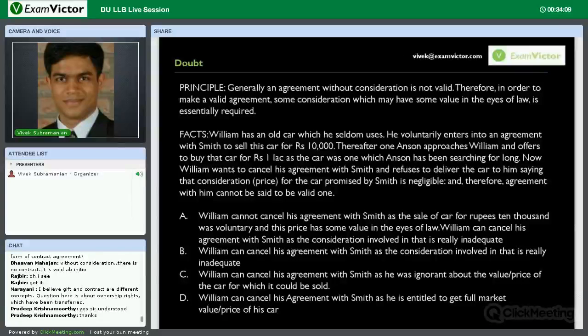Now William wants to cancel his agreement with Smith and refuses to deliver the car to him, saying that consideration or the price for the car promised by Smith is negligible, and therefore agreement with him cannot be said to be a valid one. Instead of using the word negligible, we can also say that the consideration offered by Smith was inadequate. It seems that the car is worth rupees 1 lakh, but the earlier agreement is only for 10,000. On this ground, William is now trying to hold that the agreement is not valid because there is inadequate consideration.